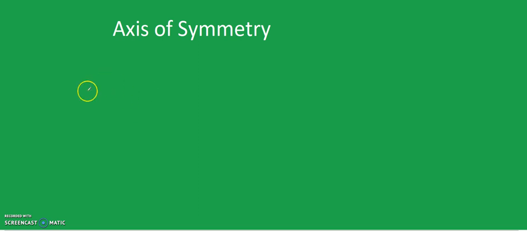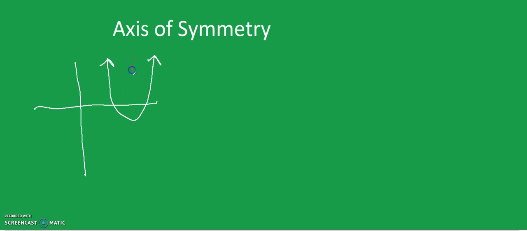So the axis of symmetry applies to parabolas. If I draw my handy dandy little parabola right here, the axis of symmetry is this vertical line that goes through my parabola, just kind of like this.